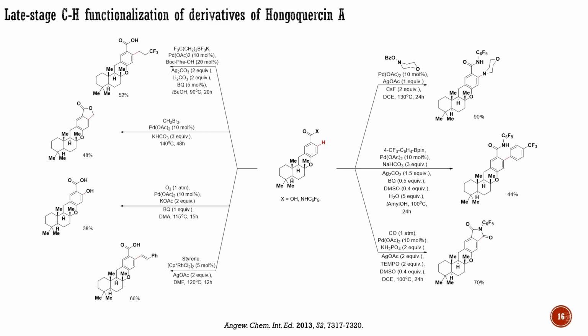This included CH aminations, arylations, amidations, olefinations, hydroxylations, and alkylations. Further biological examinations revealed that the prepared analogs of Hongoquercin A demonstrated enhanced antibacterial activity.